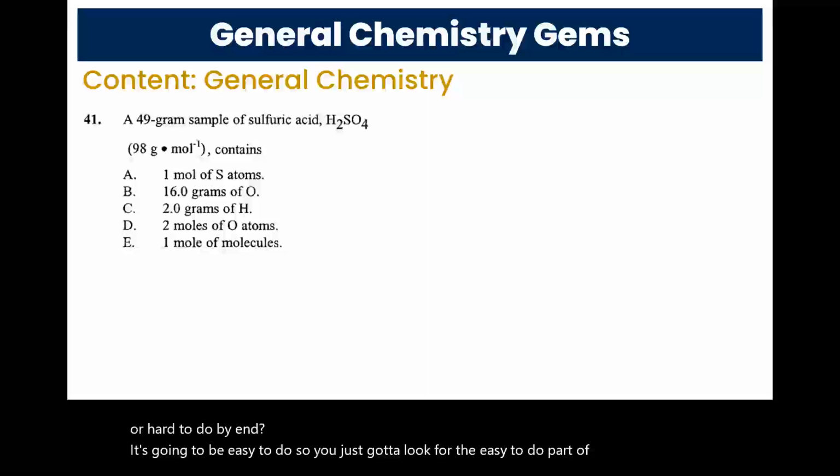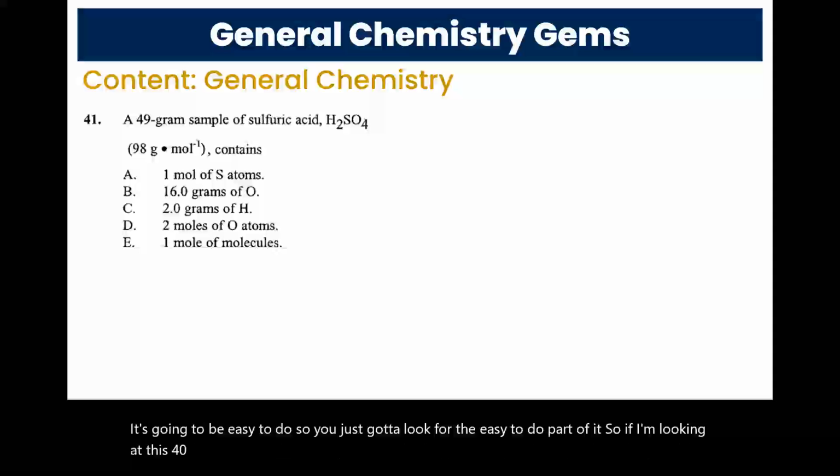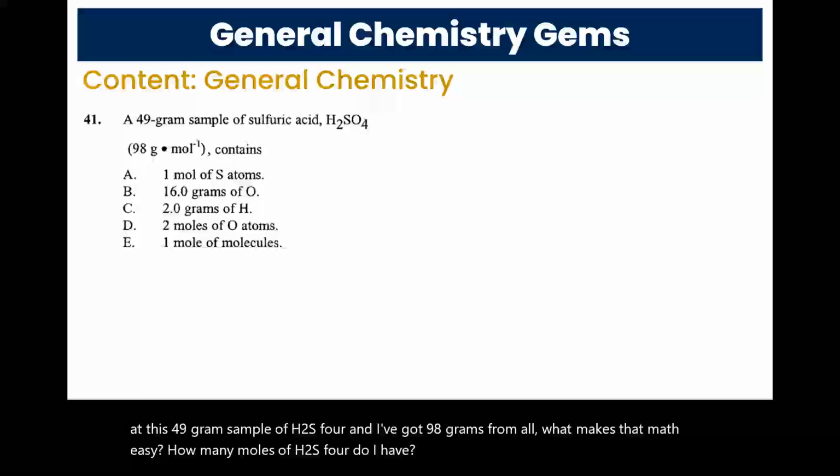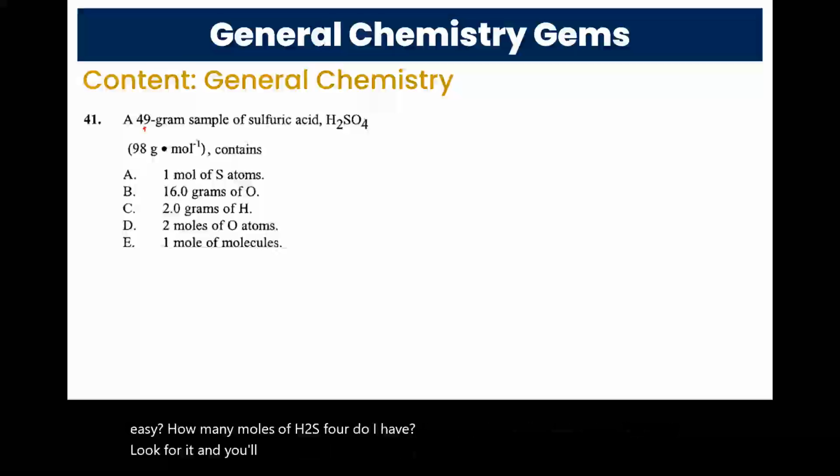So if I'm looking at this 49 gram sample of H2SO4 and I've got 98 grams per mole, what makes that math easy? How many moles of H2SO4 do I have? Well, look for it and you'll see it. How many times does 49 go into 98? It's going to be an integer. It's more than 1. It's 2.